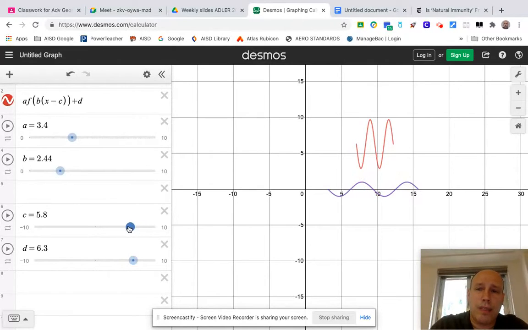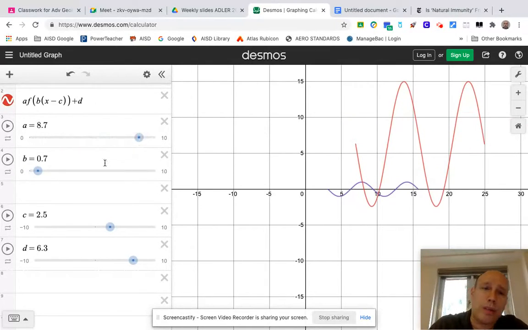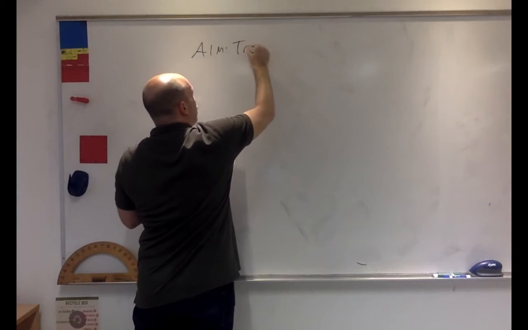You can move it around. You can see how it affects the points. Stretch it out, and that's the idea. So we'll take some notes. Good. Hey guys, so here's the notes for transformations.